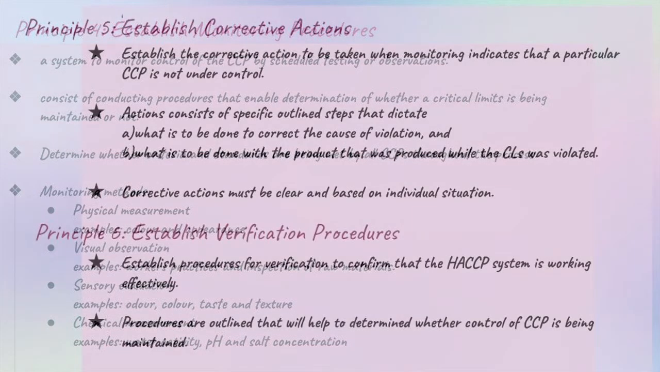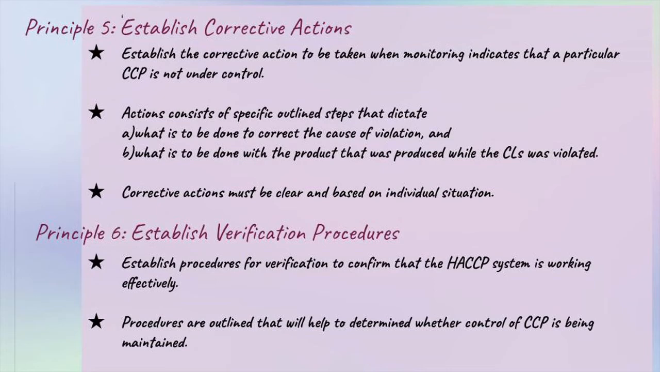Principle 5. Establish corrective actions. It establishes the corrective action to be taken when monitoring indicates that a particular CCP is not under control. Corrective actions must be clear and based on individual situations. And for Principle 6, establish verification procedures. It establishes procedures for verification to confirm that the HACCP system is working effectively. Procedures are outlined that will help to determine whether control of the CCP is being maintained.